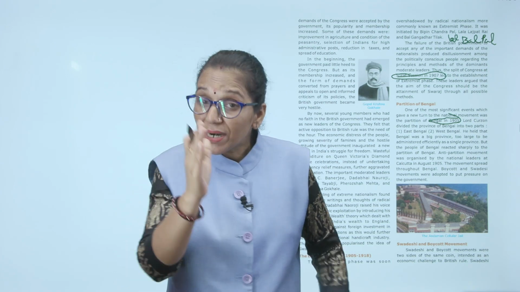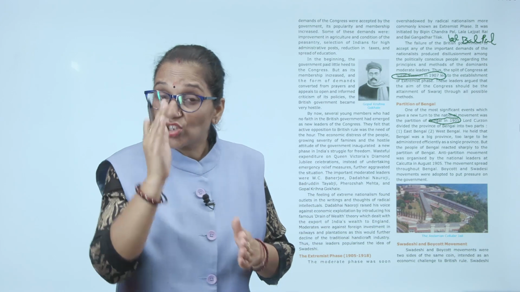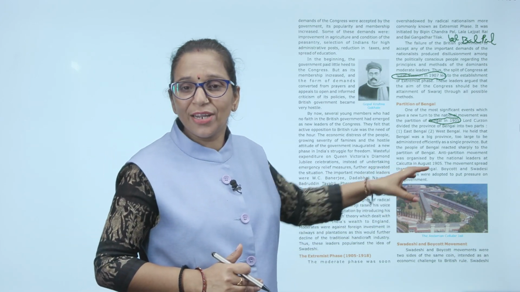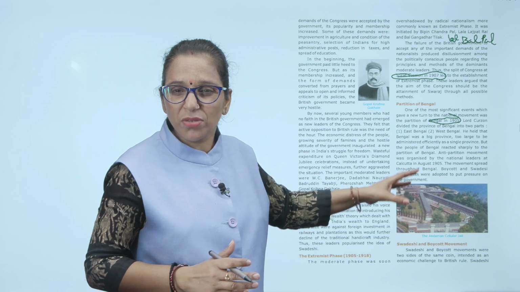And in the East Bengal area, mostly Muslim people were living. By dividing this, they divided the Hindu and Muslim. That partition showed. And the people of Bengal reacted sharply to this partition of Bengal. Even 16th October 1905 was observed as the mourning day, Shok Divas manaya gaya. The movement spread throughout Bengal.